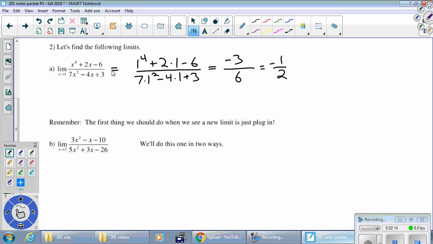No need for any fancy tricks, any fancy limit stuff, or even a fancy L'Hopital's rule. Again, the point of this is to remind you that the first thing you should do when you have a new limit is to just plug in and hope you get something nice, just like a normal number.